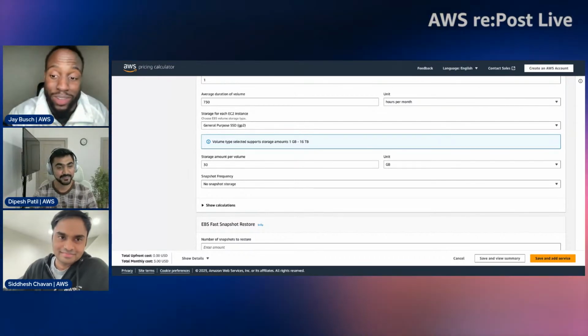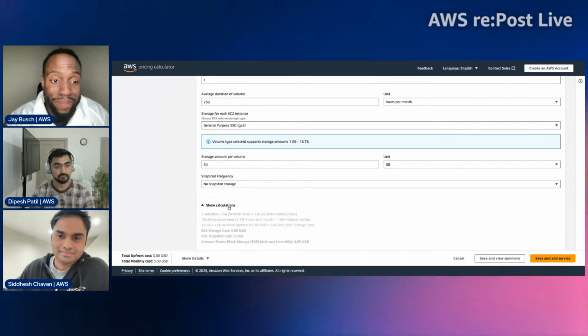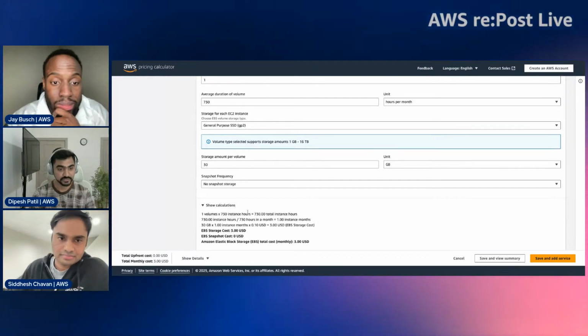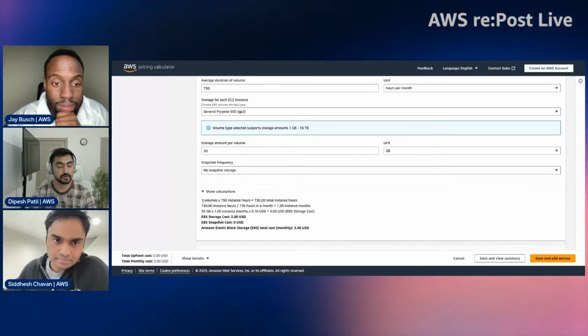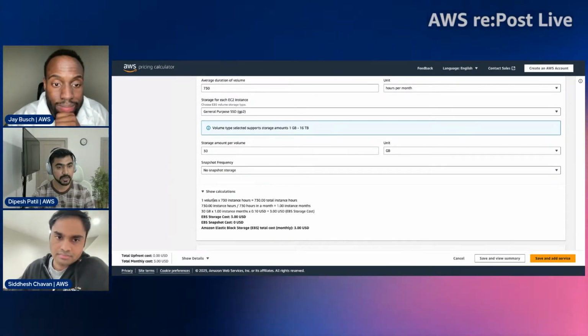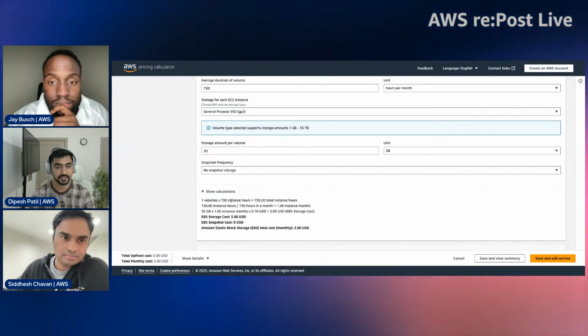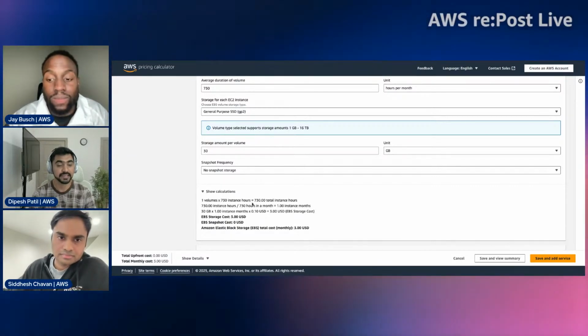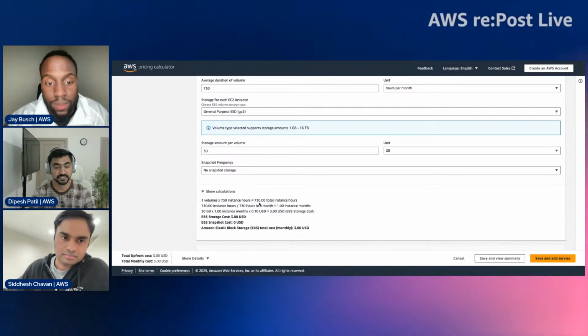Okay, I'm sorry. Yeah, and then when you expand show calculations, it summarizes for you that you have one volume that is running for 730 instance hours. So that makes a total of 730 instance hours.